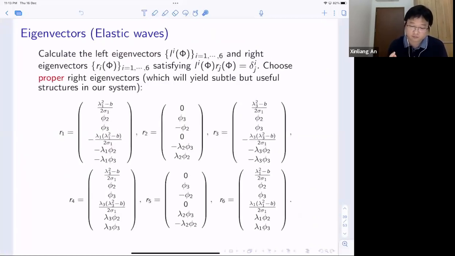For the elastic wave, we can then calculate the left eigenvectors and the right eigenvectors. There is only one requirement when we do the construction: the inner product between the l_i and the r_j should be delta_ij. So if i and j are the same, it is 1, otherwise it is 0. But even under this condition, we have so much freedom to choose which would be the l_i and which would be the r_j. After spending time trying, for the elastic wave we choose the proper right eigenvectors. This is subtle, because if we put a different function we get a different pair, and it will give us a different result. With this choice we will later see that we have a nice result, and these are the right eigenvectors we have.